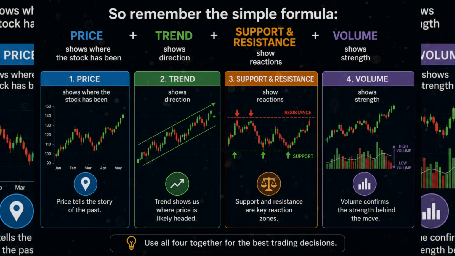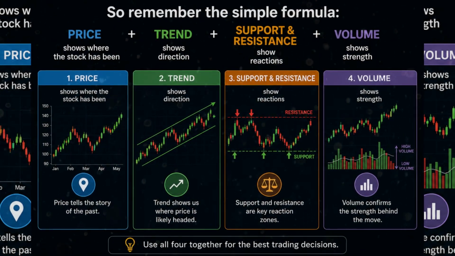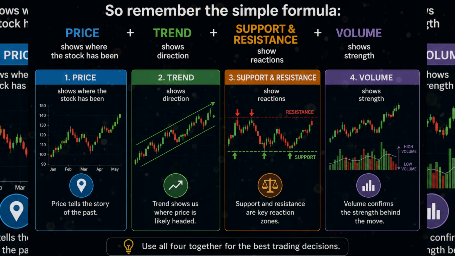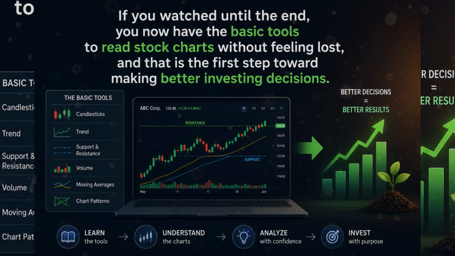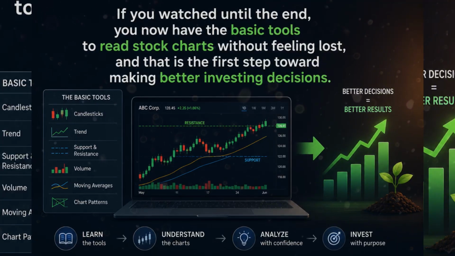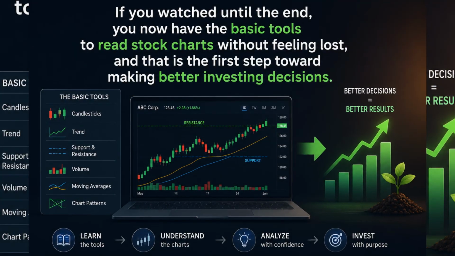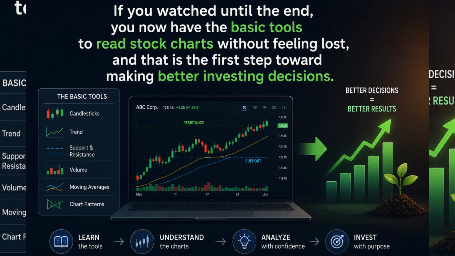So remember the simple formula. Price shows where the stock has been, trend shows direction, support and resistance show reactions, and volume shows strength. If you watched until the end, you now have the basic tools to read stock charts without feeling lost, and that is the first step toward making better investing decisions.